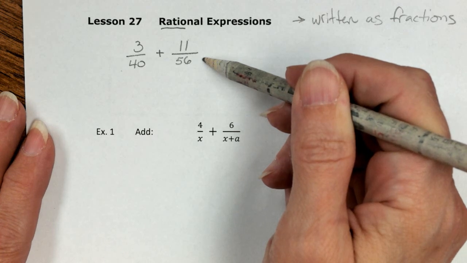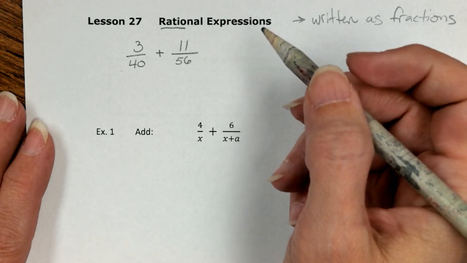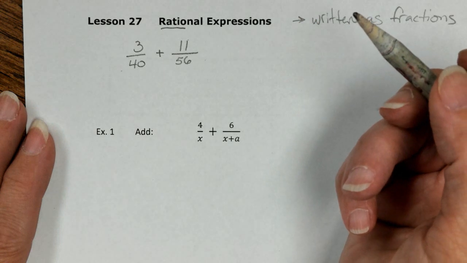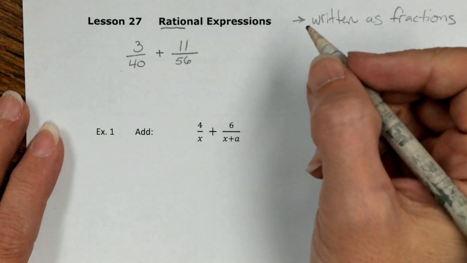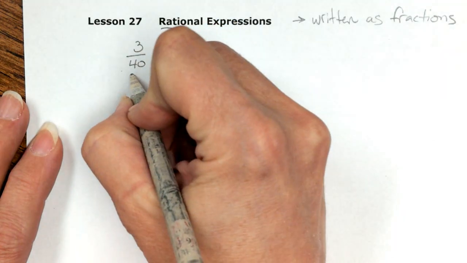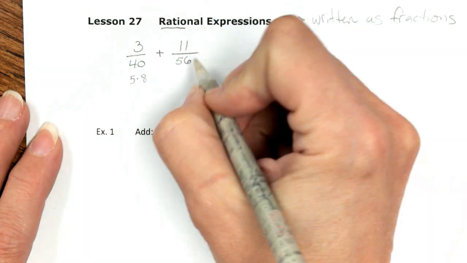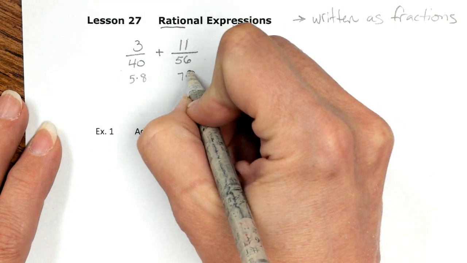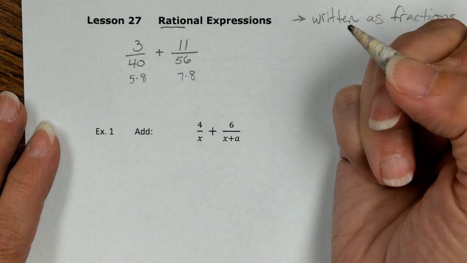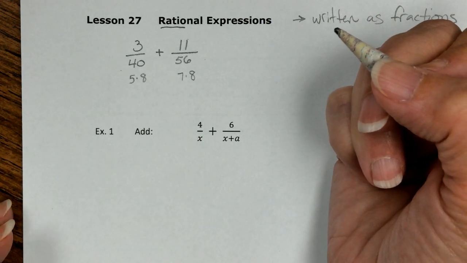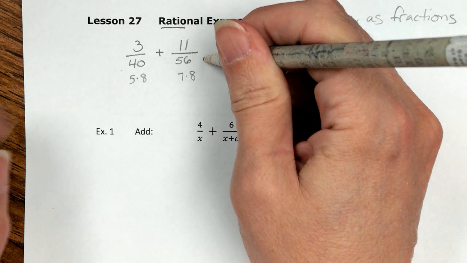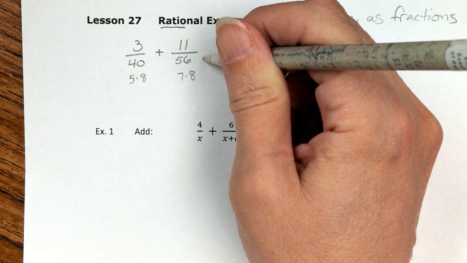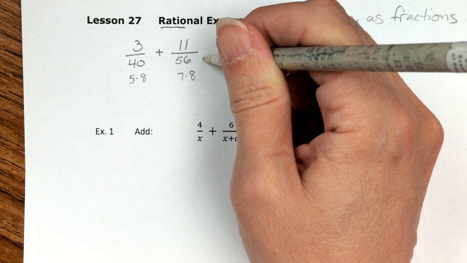In order to keep things simpler, smaller, easier to work with numbers, we prefer to use the least common multiple of those denominators, so the lowest common denominator. In order to do that, I'm looking at 40 and I see that that is 5 times 8, and 56, that is 7 times 8. And so 8 is a common factor to both of them. If I just multiply this 40 by 7 and multiply this 56 by 5, then those denominators would be equal. 5 times 7 times 8.